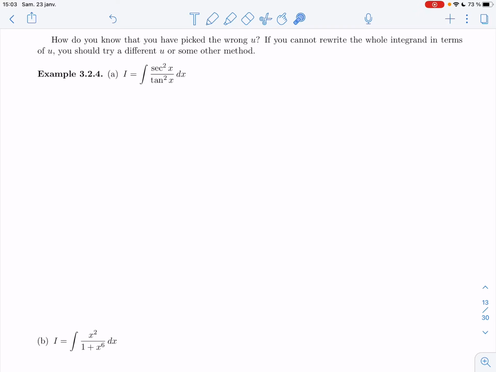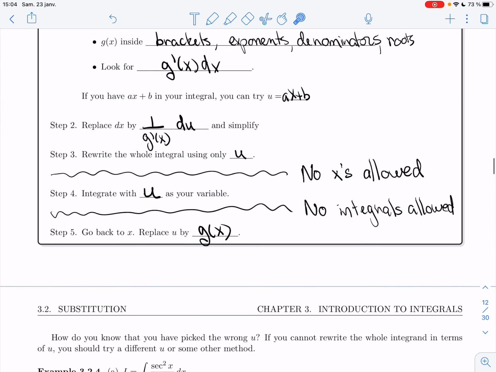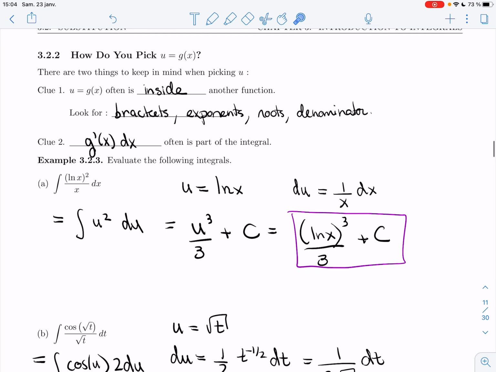In this video, we'll talk about how you could tell that you have picked the wrong u. The idea is if you cannot rewrite the whole integrand, the whole function that you're trying to integrate, in terms of u, you should try a different u or some other method. Let me show you in two examples what it looks like when you didn't pick the right u. But before that, I just want to remind you of the two clues that we had.